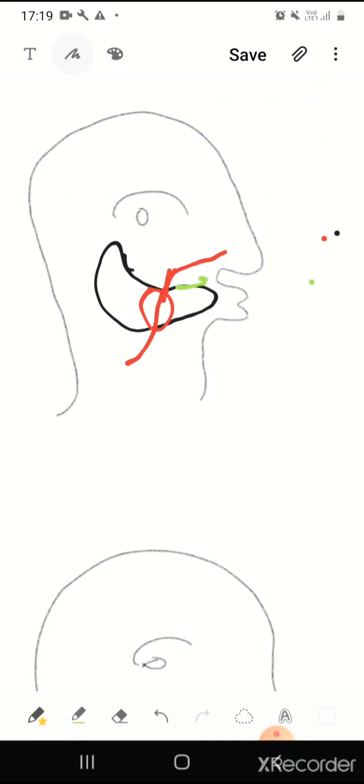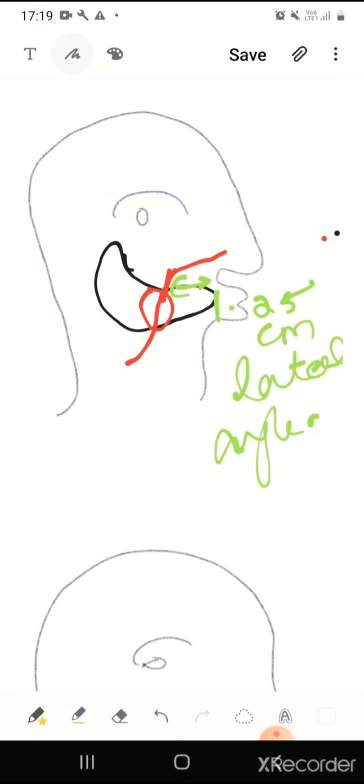it will be 1.25 centimeters away from the angle of the mouth. Okay, so from the angle of the mouth, this facial artery will be ascending 1.25 centimeters away, meaning lateral to the angle of the mouth. Okay, lateral to the angle of the mouth.